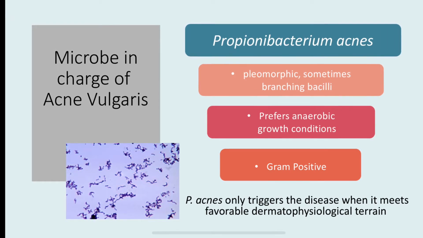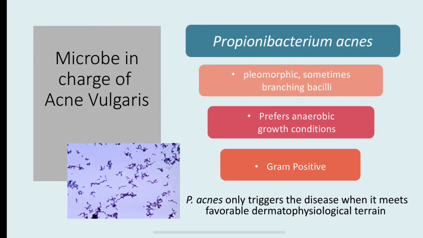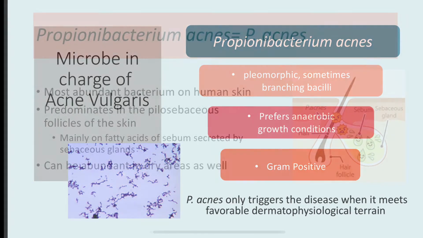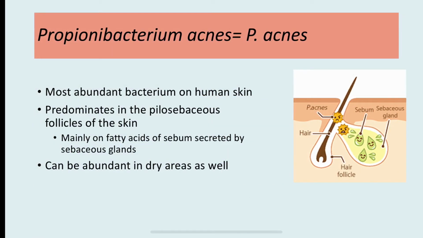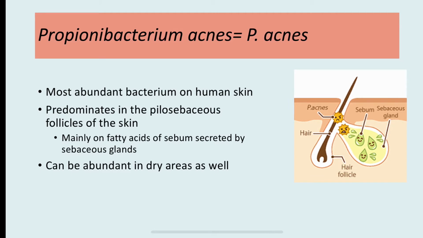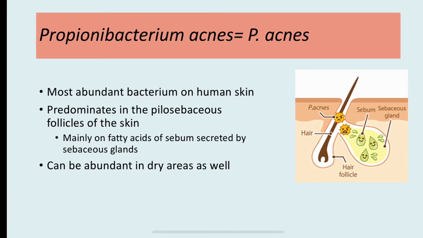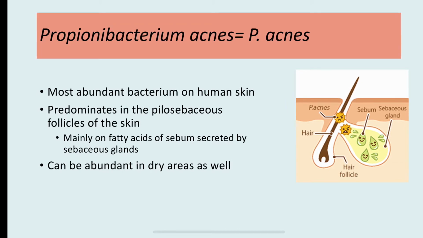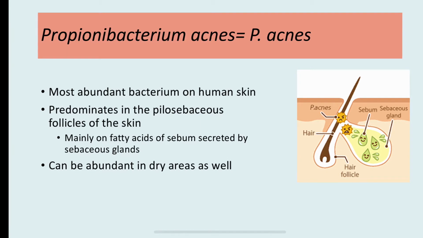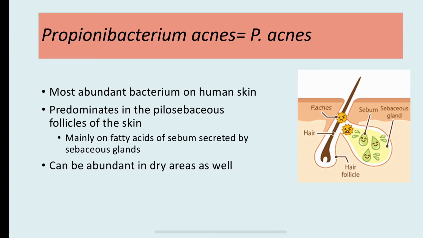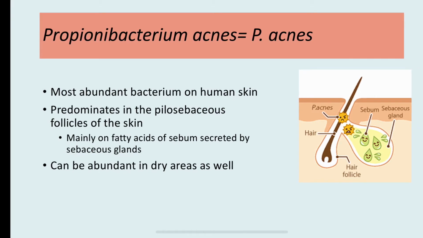P. acnes only triggers the disease when it meets favorable dermatophysiological terrain. P. acnes is the most abundant bacterium on the human skin. It predominates in pilosebaceous follicles of the skin, mainly in the fatty acids of sebum that is produced and secreted by the sebaceous glands. However, P. acnes can also be abundant in dry areas as well.